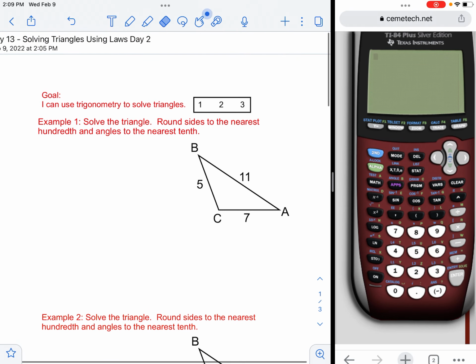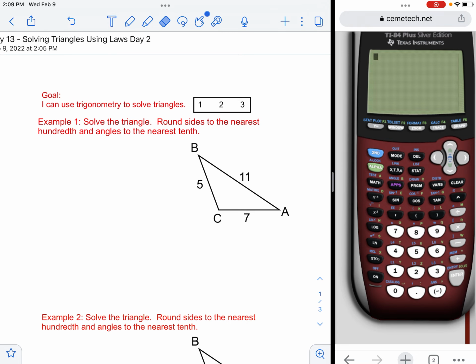All right, so this is day 2 of solving triangles using the laws that we learned. We learned 2 laws for oblique triangles, the law of sines and law of cosines. So this is just practice on solving the whole triangle. Our goal for today: I can use trigonometry to solve triangles. You can go ahead and pre-rate yourself.